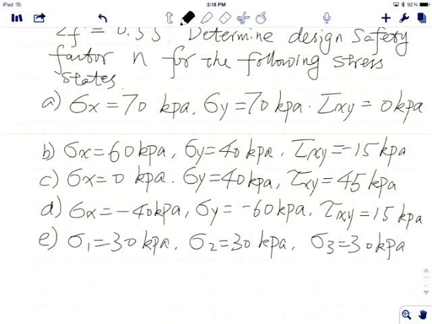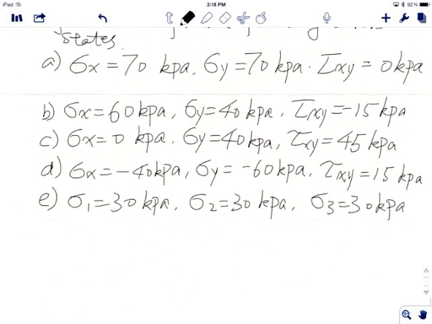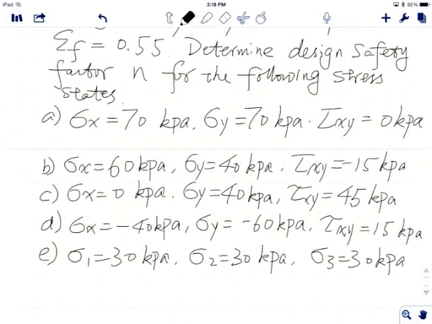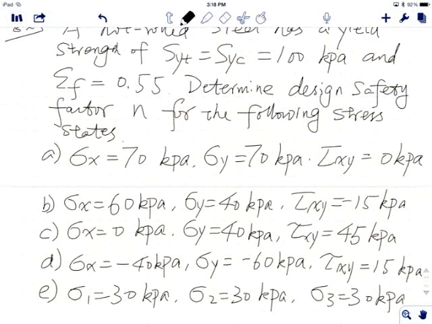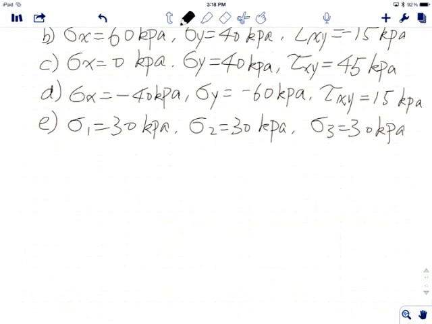Which one is not clear, Diego? What was the question? What are you guys discussing? Oh, I was asking about the problem, the epsilon F of 0.55. What is that? Epsilon F, failure strain. Strain at failure. Maximum strain it can take before failure. Okay.